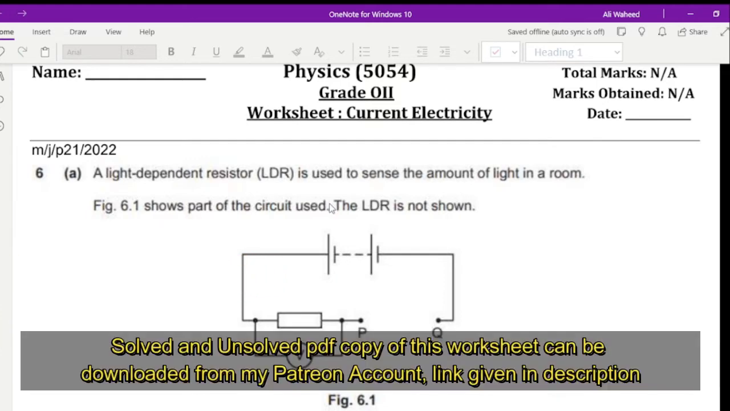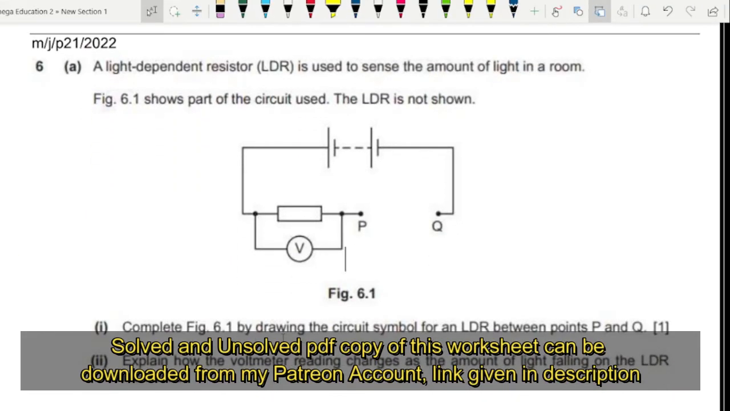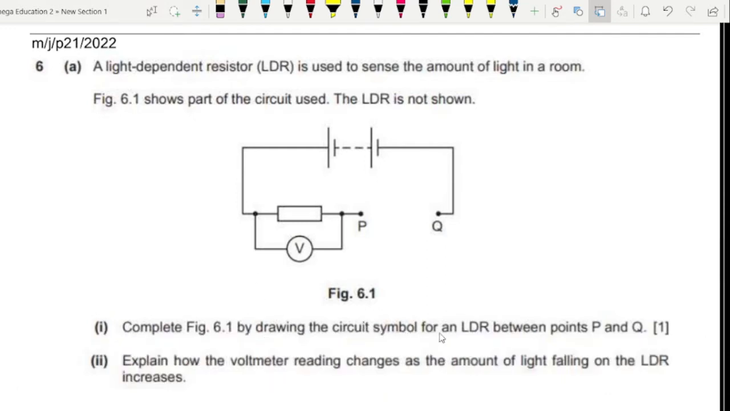A circuit used, the LDR is not shown. Complete figure 6.1 by drawing the circuit symbol for an LDR between the points P and Q. So we need to place the LDR symbol, should be an easy one, over here. This one followed by 2 arrows like this. So this is a symbol for the LDR as given in the learning objectives of O-level physics.